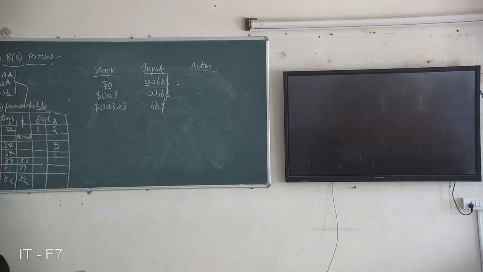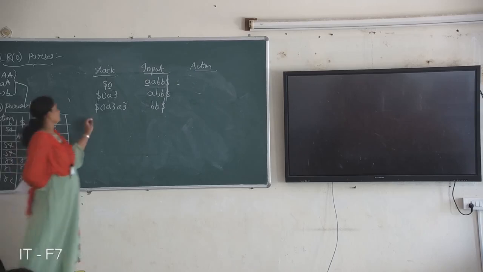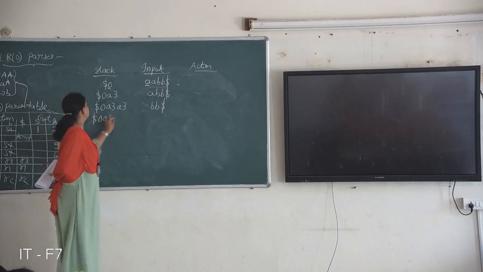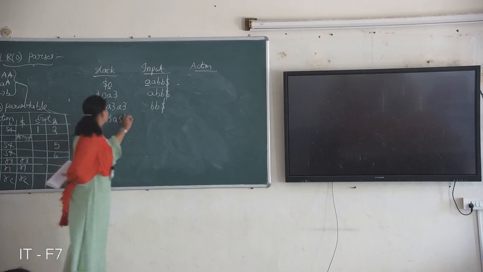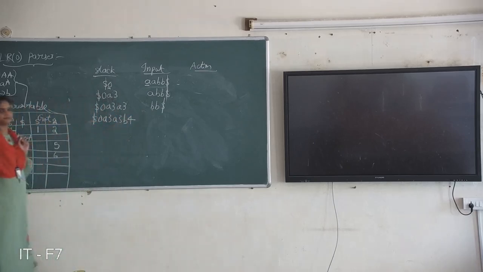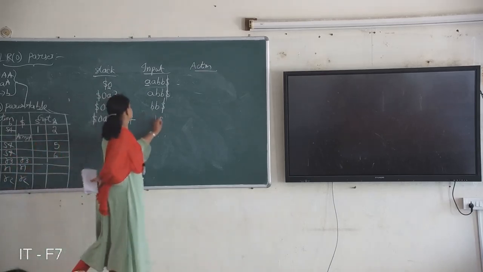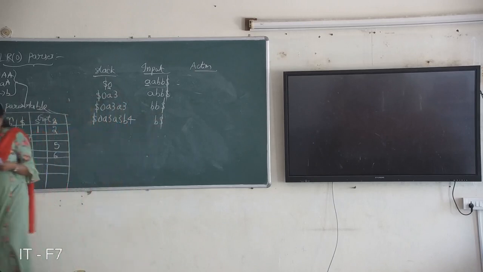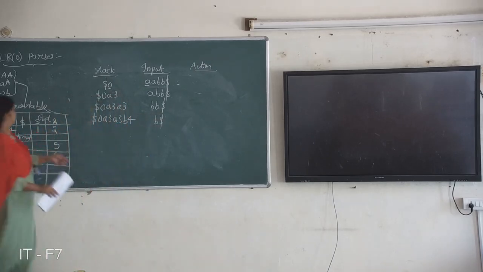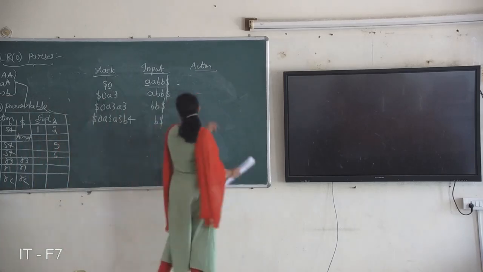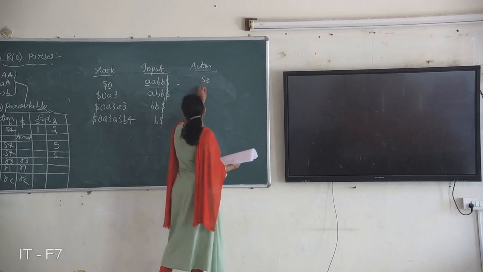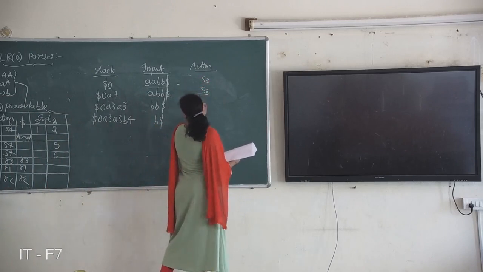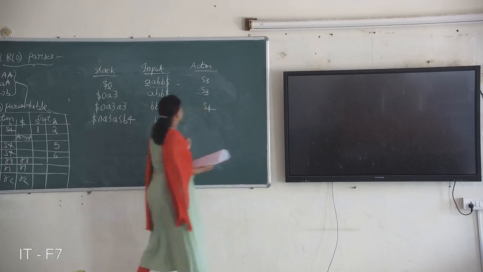Next, 3 on B. Shift again. Shift the input symbol B here, and change the state to 4. B4. We have to write 0 on A, S3, shift S3. We are performing S3 here, also S3, and here S4. We write it like that.